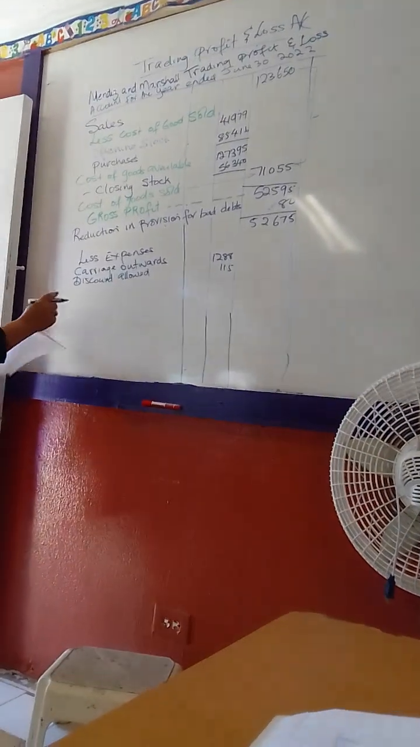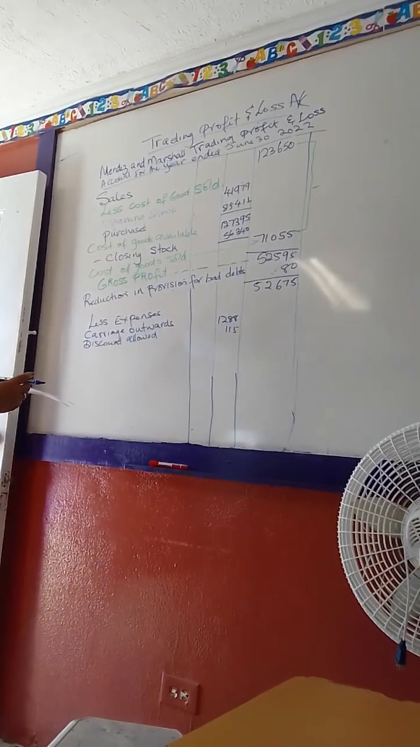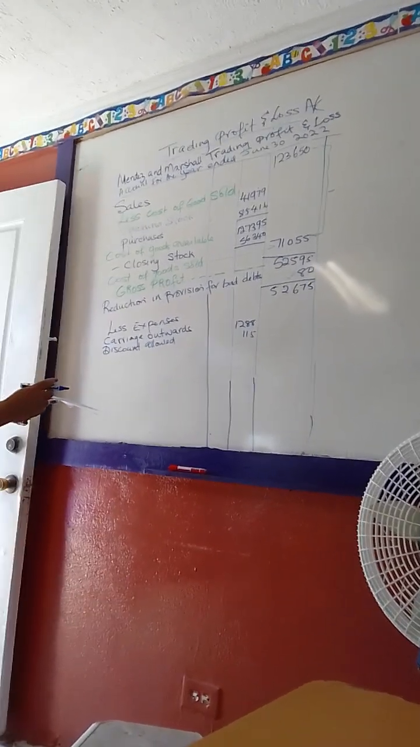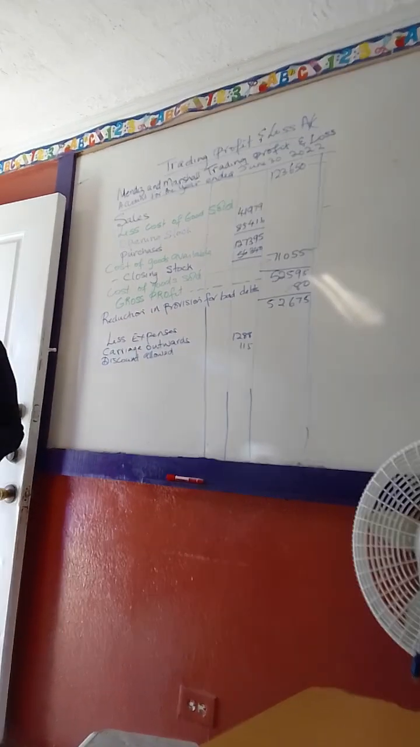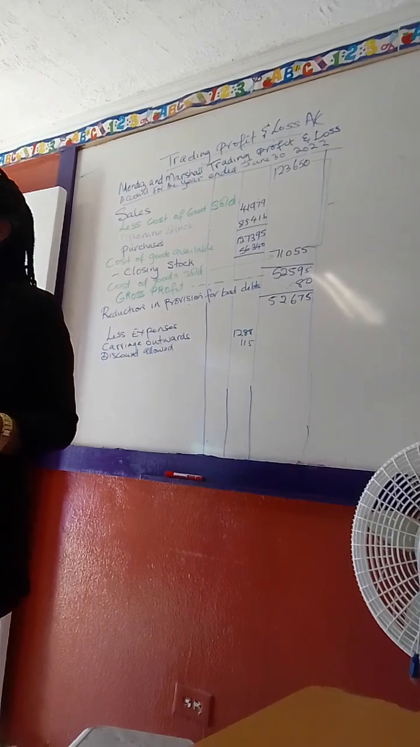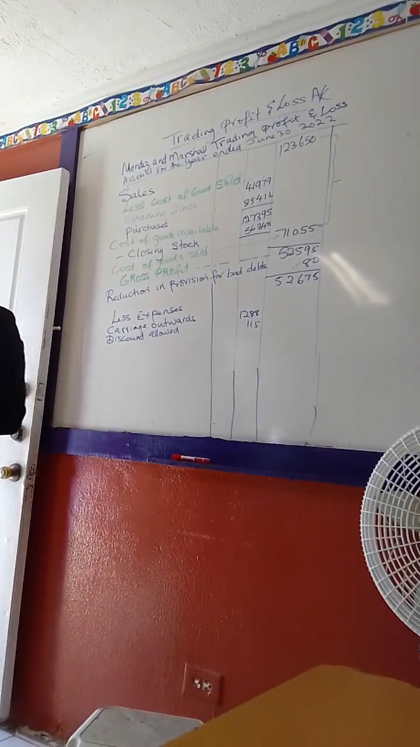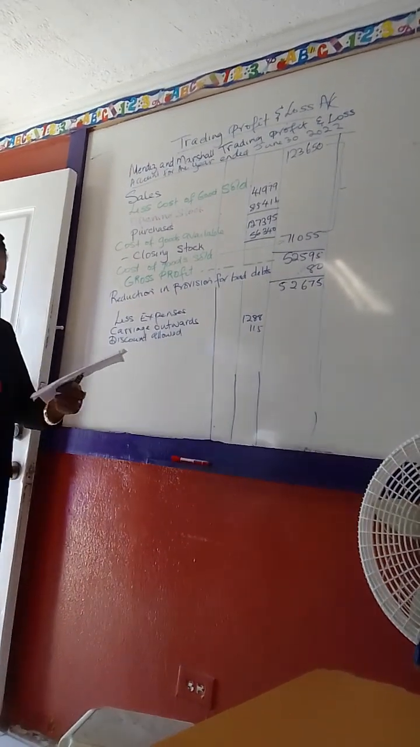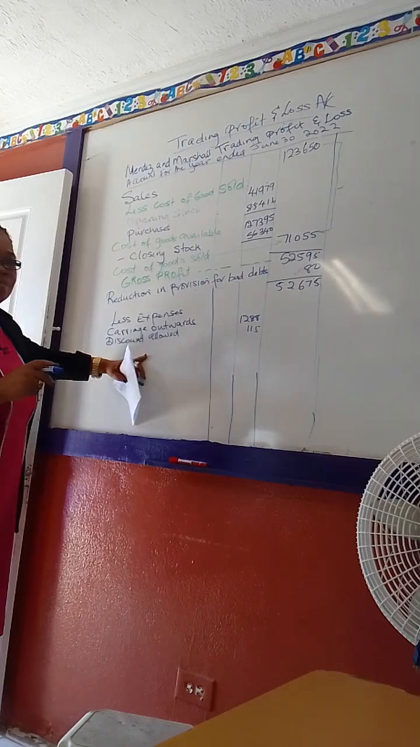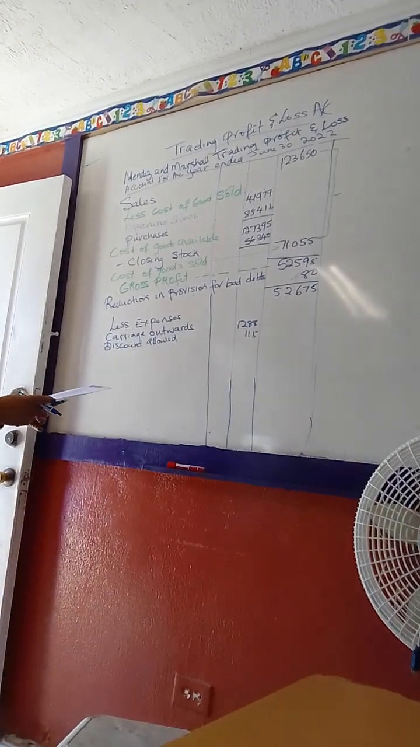Loan interest. Loan interest is going in my appropriation accounts. Remember, this is a partnership account, so loan interest is going in the appropriation account. It's not going in my profit and loss account in this case. Okay. Office expenses. What's the next one?